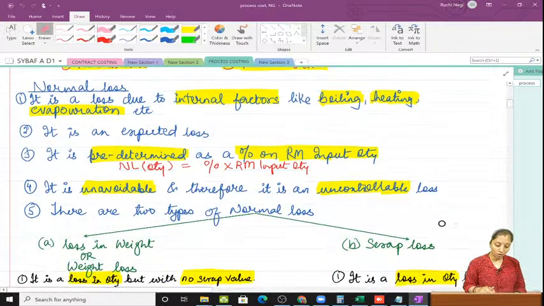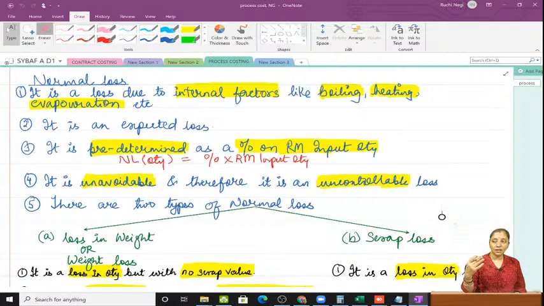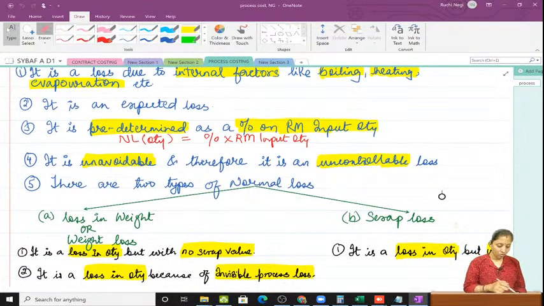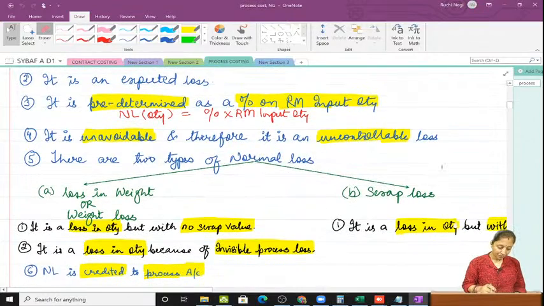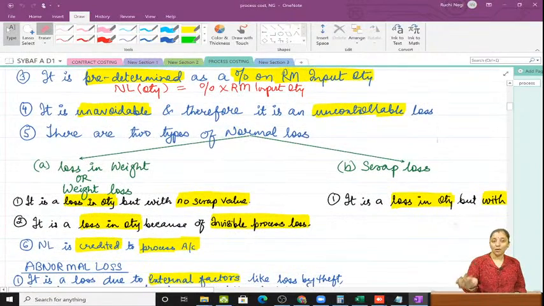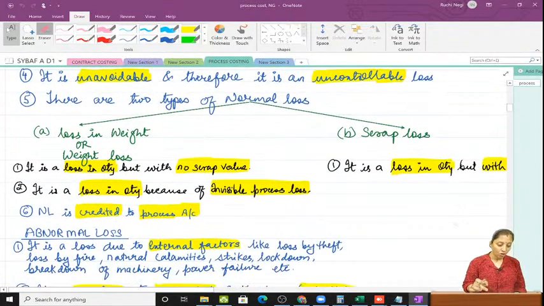It is an expected loss because once I put a liquid container for heating or boiling, I know there has to be a reduction in the output later. Okay, so what is normal loss? It is a percentage on raw material input quantity. In that also you have two types of normal losses: loss in weight or scrap loss.